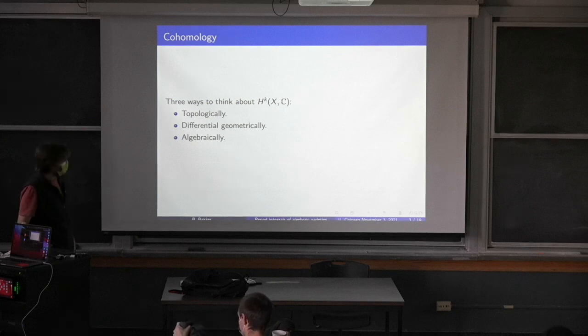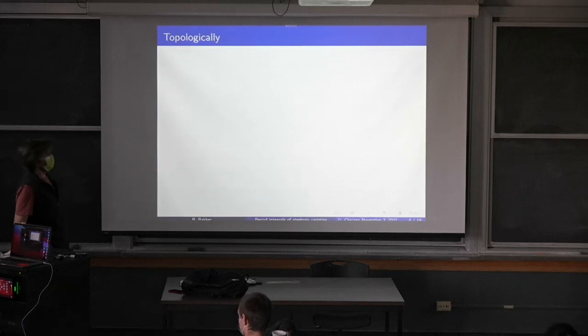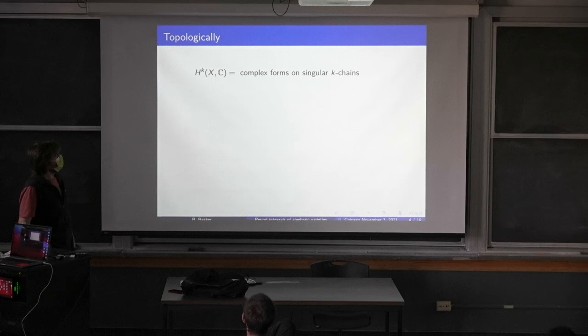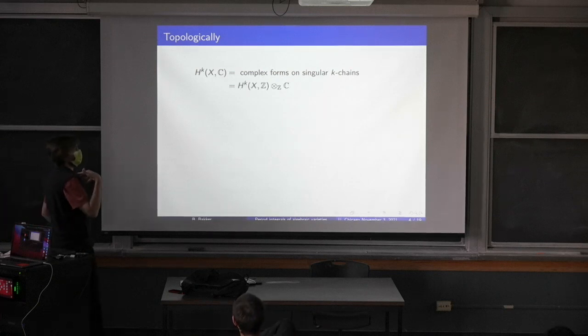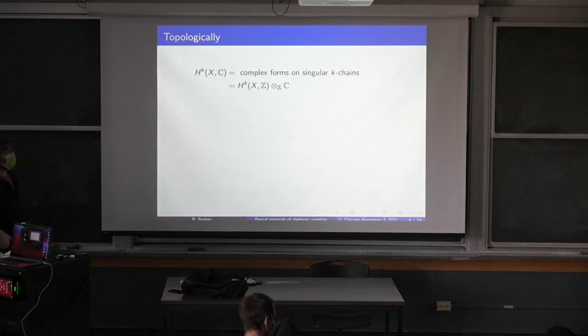So the topological avatar is probably the simplest, one we're probably all familiar with. We think of this cohomology group as just complex forms on singular chains. This is important because it in fact gives a natural integral structure to this complex vector space, namely the forms that are integer valued on singular chains.